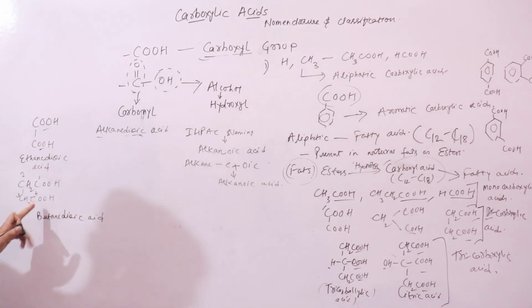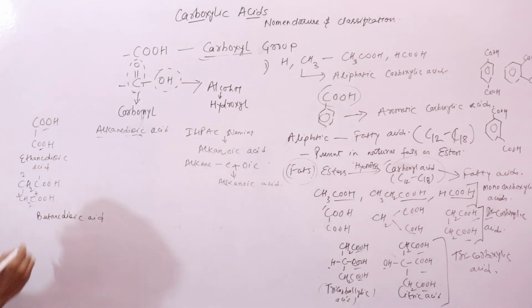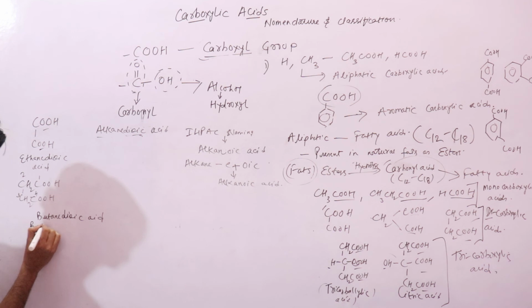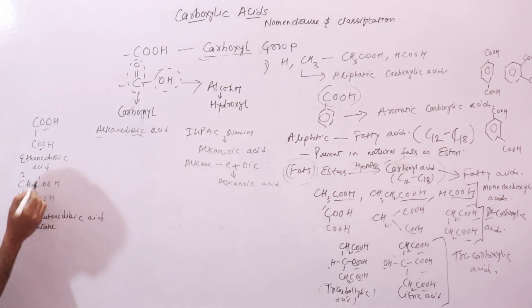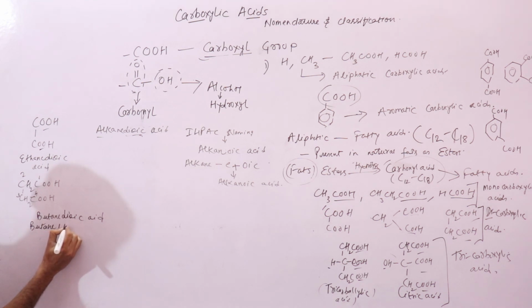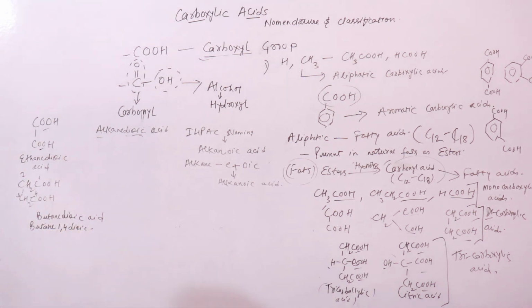Or you can also name it in a different way, which is your butane. You can tell the position of the COOH groups. Butane 1,4. One of the COOH groups has number 1, the other has 4. Butane 1,4 dioic acid. This is how you will name this acid.